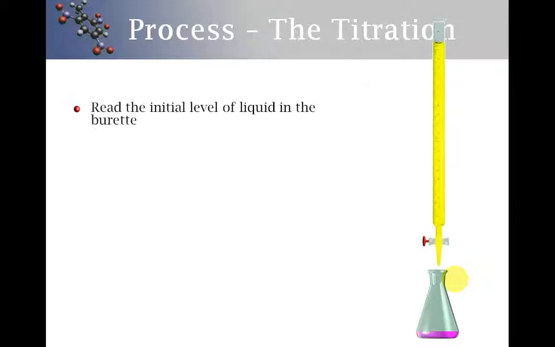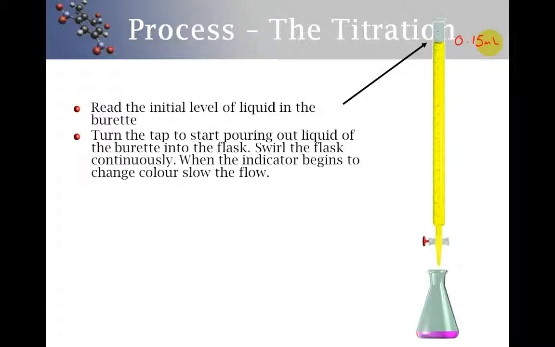Here is the titration itself, the method that we are going to use in order. First of all, step 1, I'm going to read the initial level of the liquid. For example, let's say it is 0.15 mils at the top there. Okay, so I've measured the initial volume.